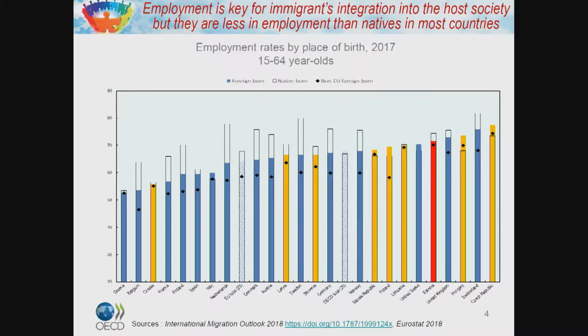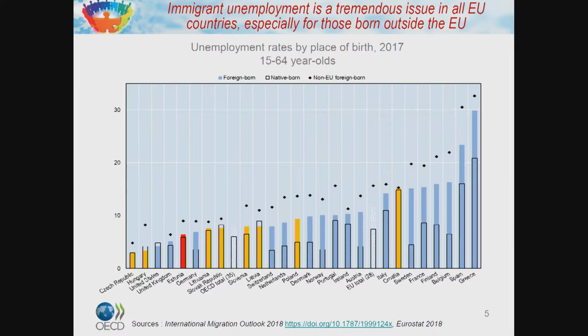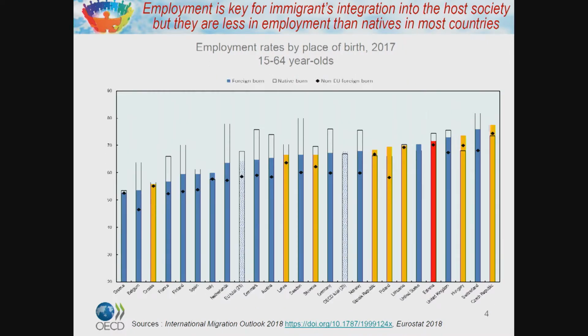The main indicator we use when we talk about labor market integration, of course, is employment, because employment, as we already said, is key for immigrants' integration into society. But as we can see, immigrants are less in employment than natives in most countries. This is the case in Estonia, and again in almost all Central European countries, but not always, as we can see here for Latvia and Slovenia, for instance.